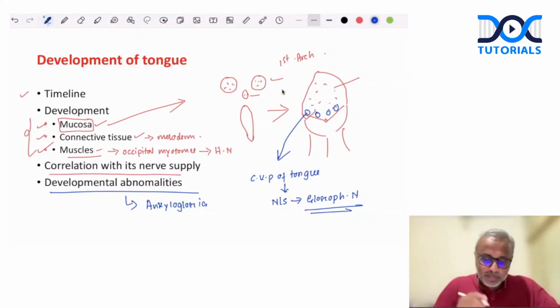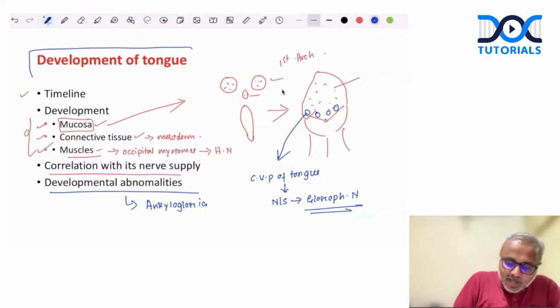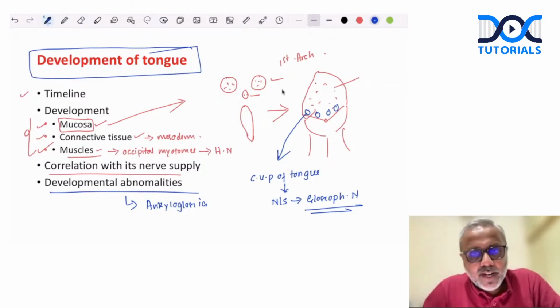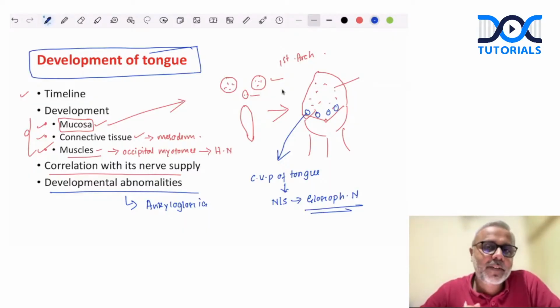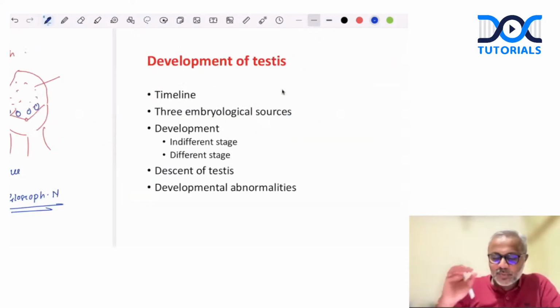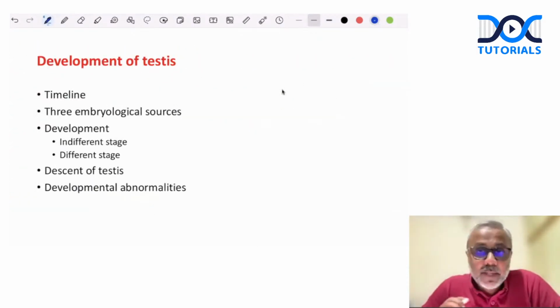But remember, if I'm asked to pick one question in this entire session that we are discussing, I would put all my money on this development of the tongue. So this is one topic that you should be prepared with thoroughly, right? Are we clear? Done. So apart from the development of the tongue, one more question that is very frequently asked is development of the testis.